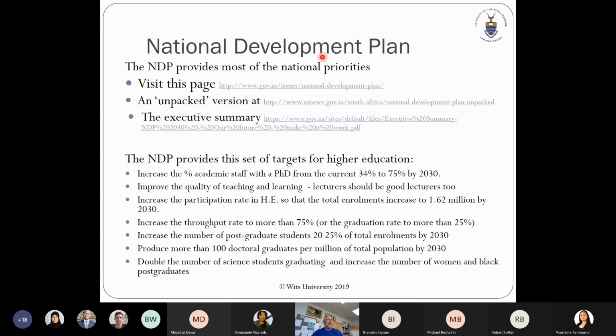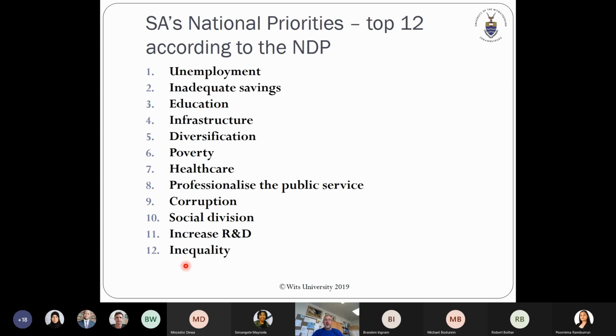Our NDP is about, I don't know, hundreds of pages long. So, you know, these summaries are quite useful. And I've summarized the targets for higher education. So if you can't fit it in anywhere else, at least you're contributing to higher education. And here are all the targets summarized for you there, so you can use that.